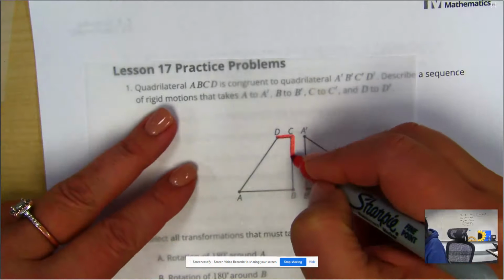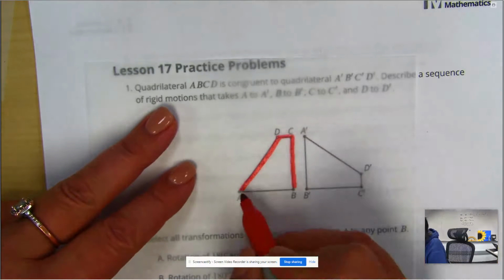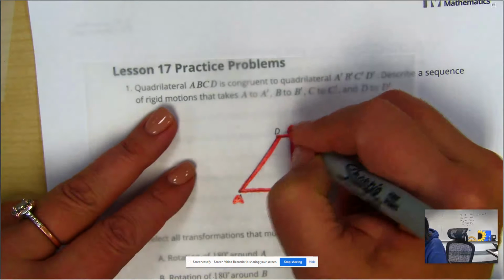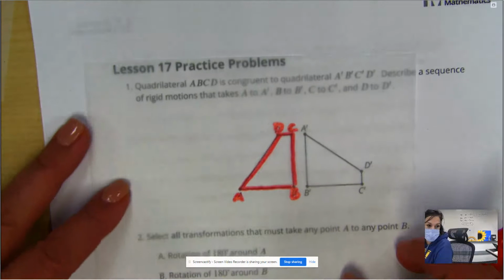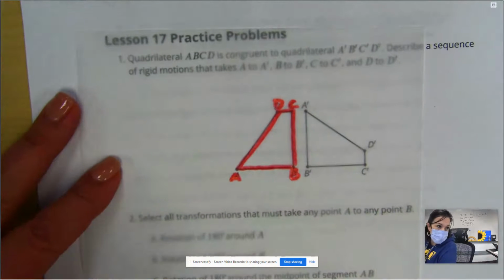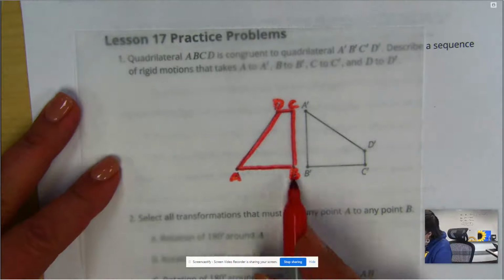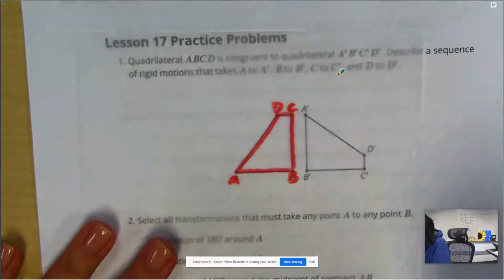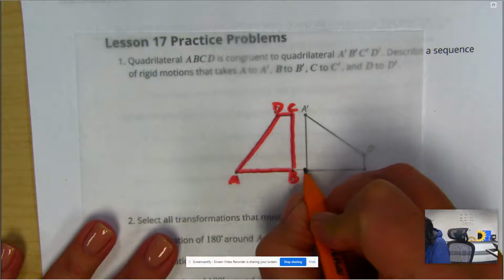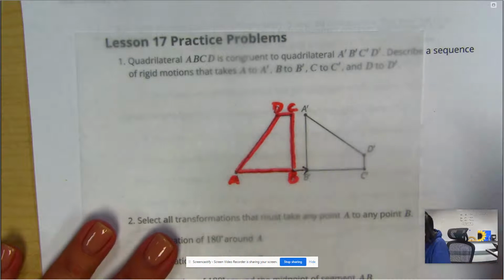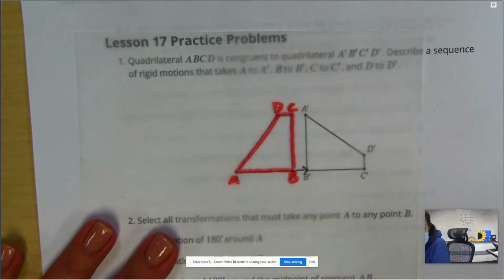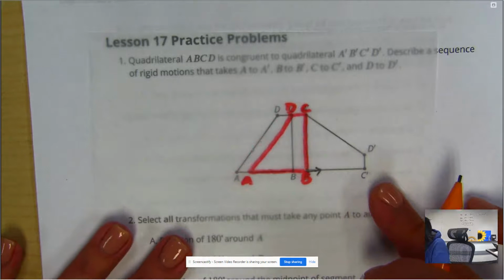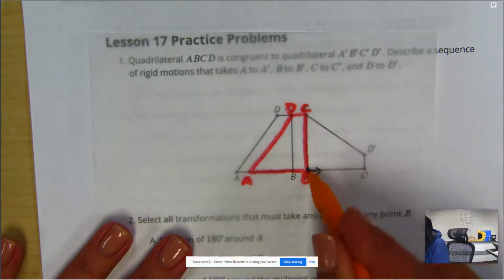If you've been in class, you might have picked up on one of the easiest ways to figure out how to get one shape onto another: first line up a point, any point of your choosing. So I'm going to do B to B prime because they're so close. My first thought is I'm going to translate B to B prime. You could also say translate along directed line segment B, B prime. So I would go like this. Now B is on top of B prime.